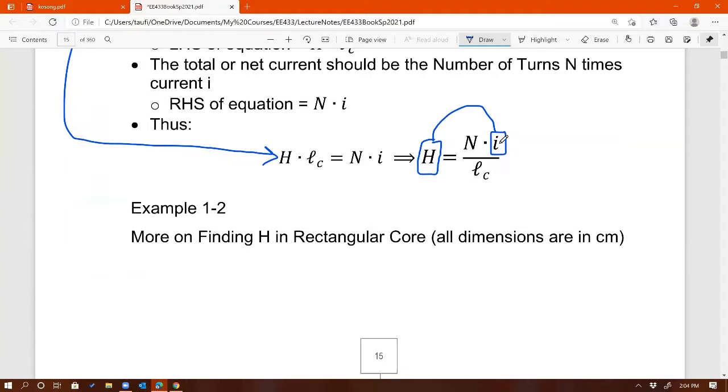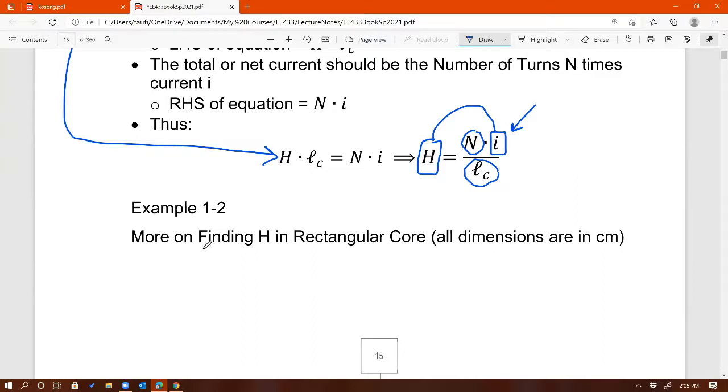So changing I, if you leave N and LC the same, and typically that's the case. You already have, for example, an inductor with a fixed number of turns and the geometry of the core. You pick a core and you're going to be stuck with the same LC. So typically N and LC will be constant. And so how do you adjust the field intensity? By adjusting the current that you inject into this winding.